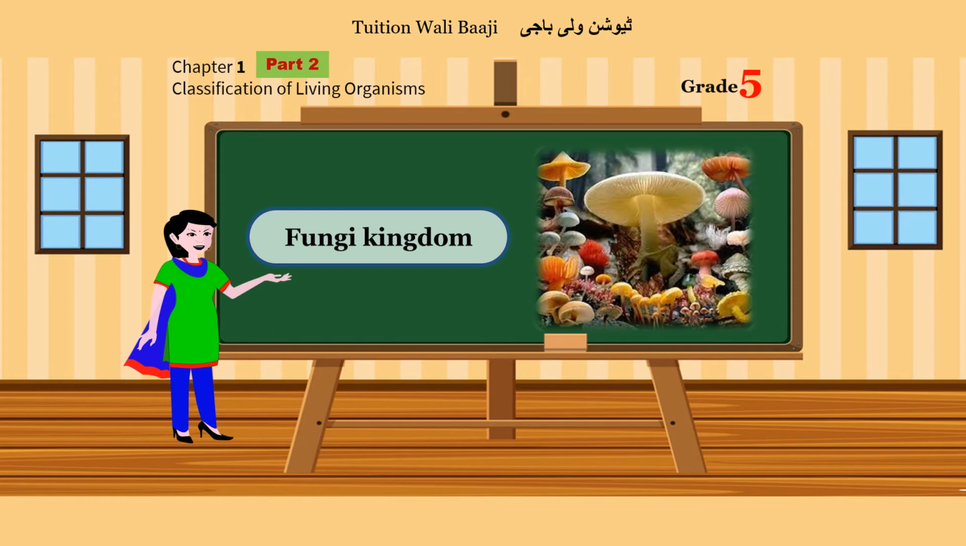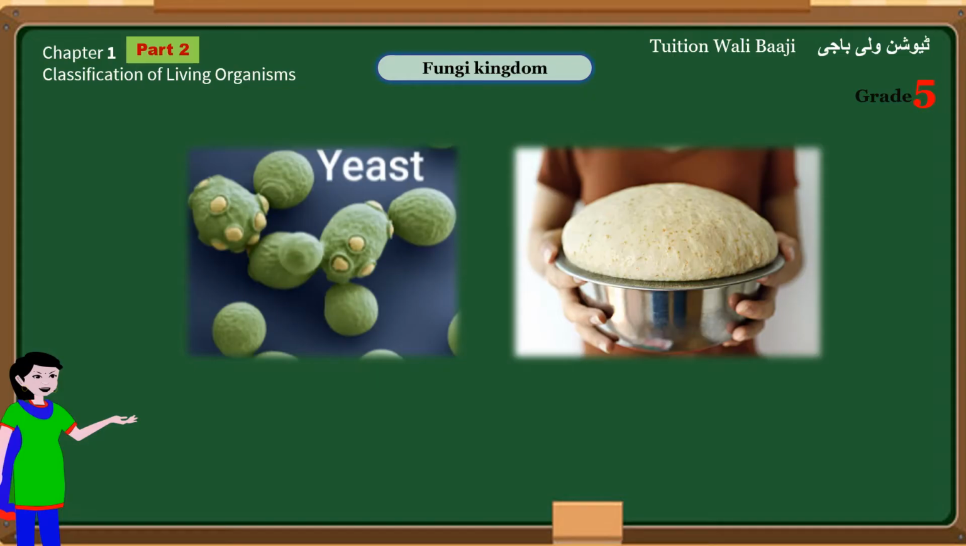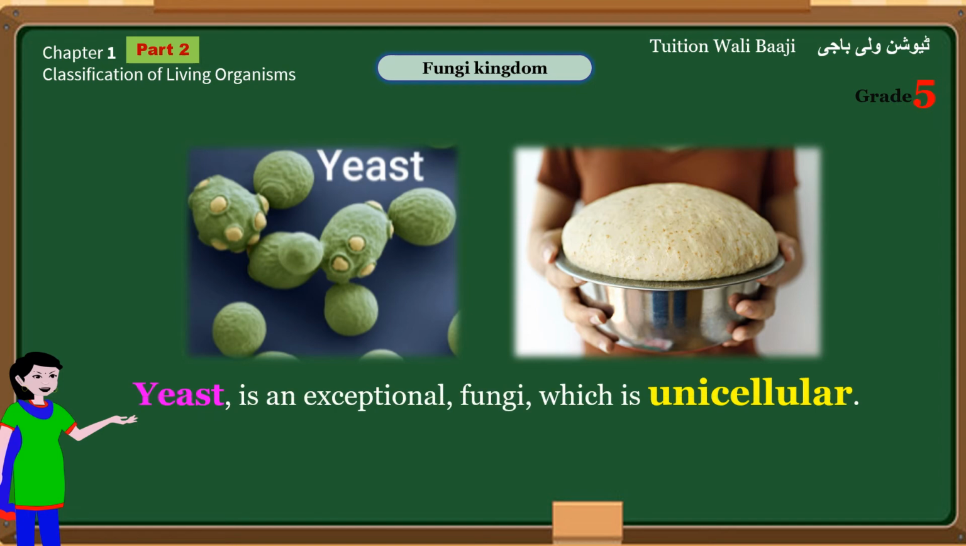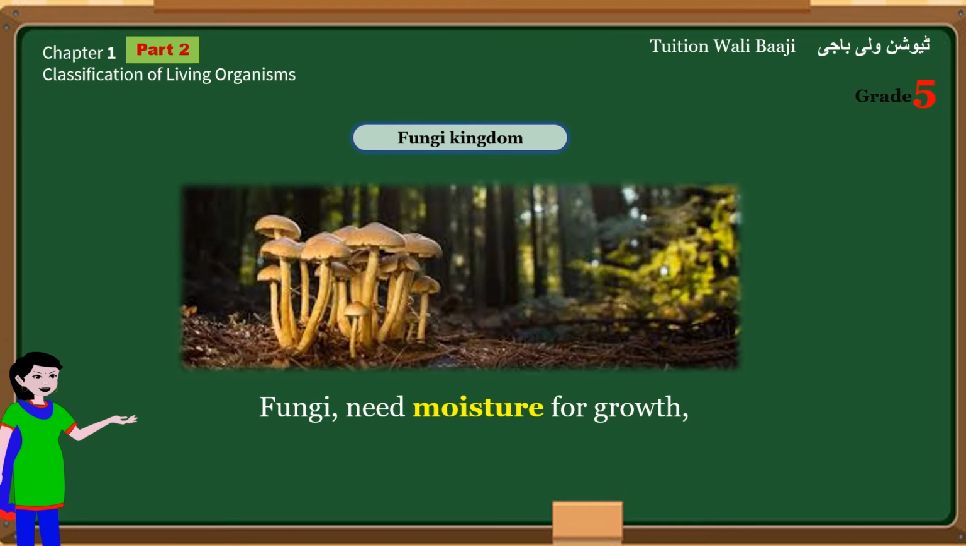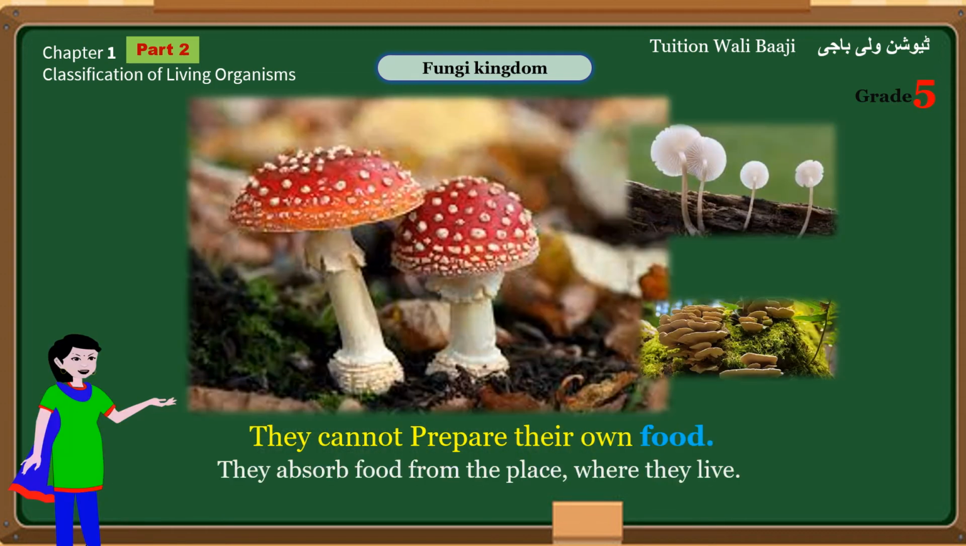Fungi kingdom. Fungi are either unicellular or multicellular. They have cell wall, but they lack chlorophyll. Yeast is an exceptional fungus, which is unicellular. Fungi need moisture for growth. They are not green in color. They cannot prepare their own food. They absorb food from the place where they live.